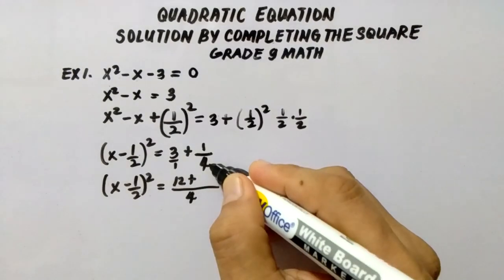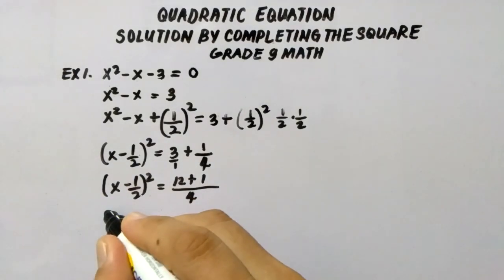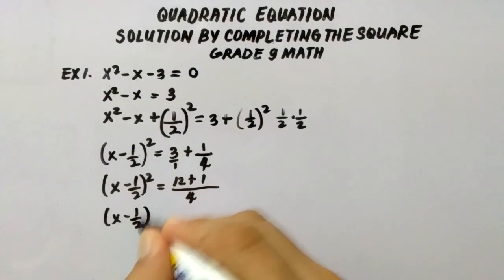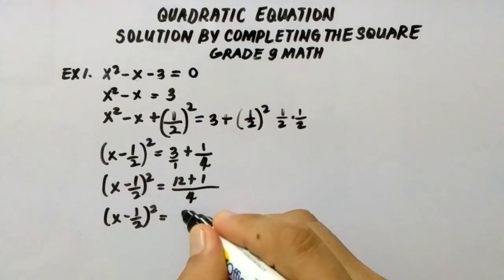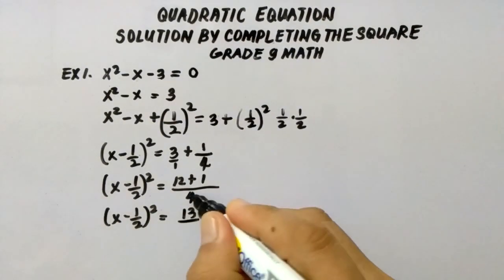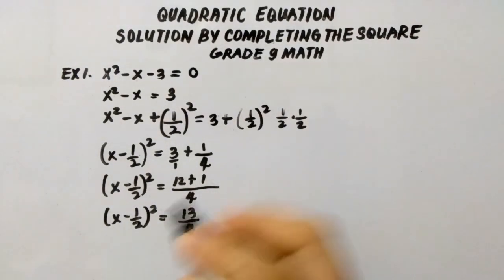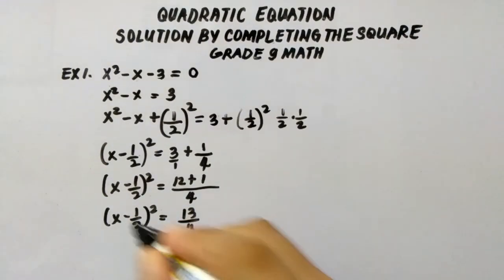So 4 divided by 4 is 1 times 1, that is 1. So quantity x minus 1/2 squared is equal to 12 plus 1. So that is 13 over 4. Then, extract natin yung square roots, both sides.